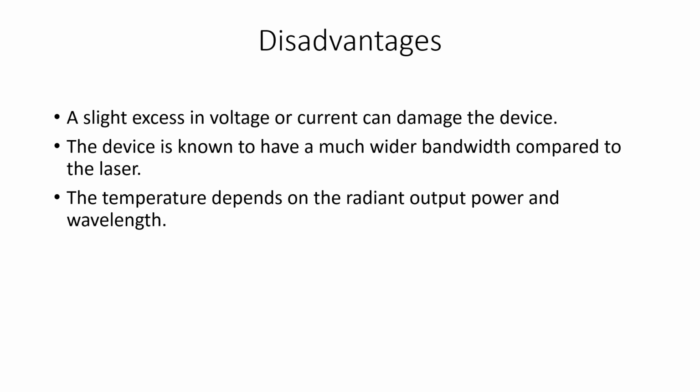Next, we'll see the disadvantages of LED. As already explained, the operating voltage of LEDs ranges from 1.5 to 3.3 volt, even 3.6 volt. If excess voltage is given, that can damage the device, and similarly the current rating will be in the milliampere range. If excess current is given, in that case also that can damage the device. And the device is known to have much wider bandwidth compared to laser diodes. Temperature depends on radiated power and wavelength. So it's a temperature dependent device. That's another disadvantage of the LED.